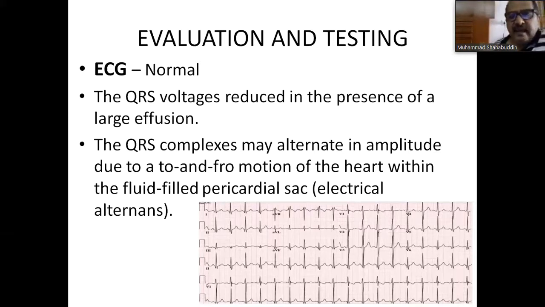If we feel the pulse, there may be pulsus alternans, which is a sign of left ventricular failure, in case of severe heart failure. But in the ECG, if we find one large and one small beat, it is electrical alternans.